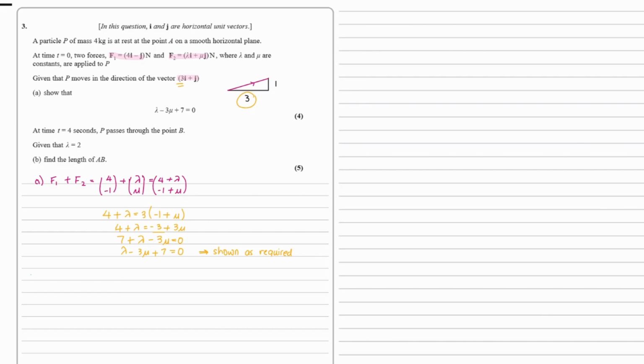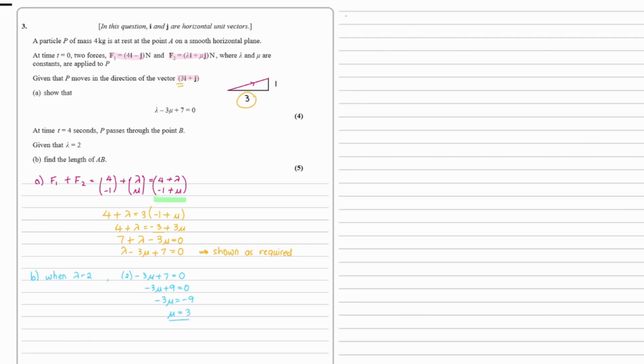The next part says, at time t is equal to 4 seconds, P passes through point B. Given that lambda is equal to 2, find the length of AB. So now that we know that lambda is equal to 2, we can substitute lambda into the equation that we've got. So when lambda is equal to 2, we can substitute 2 minus 3 mu plus 7 is equal to 0. So 2 plus 7 gives us 9. So we have minus 3 mu plus 9 is equal to 0. And if we now move the 9, we will have minus 3 mu is equal to minus 9, which means that mu is equal to 3.